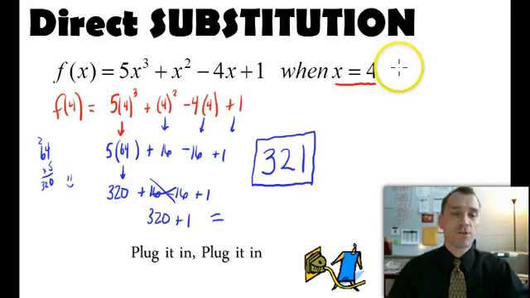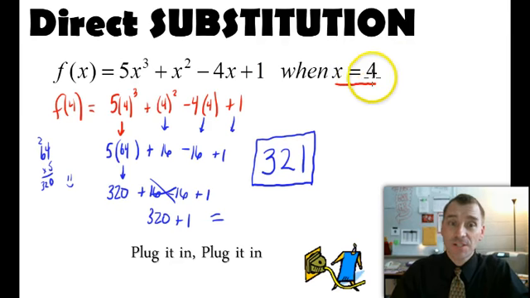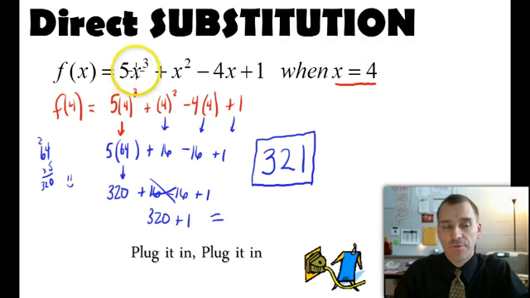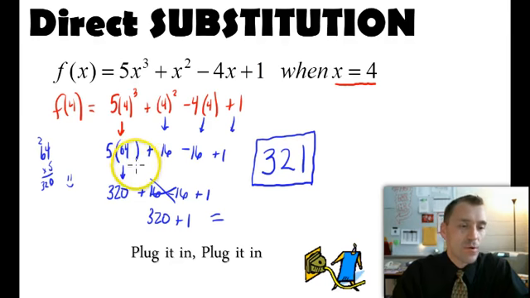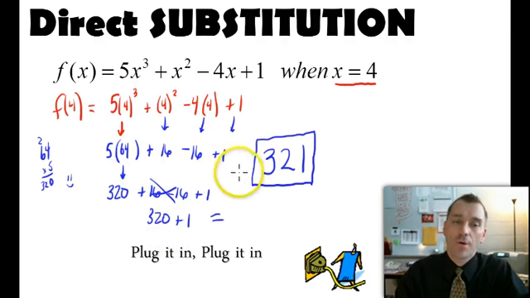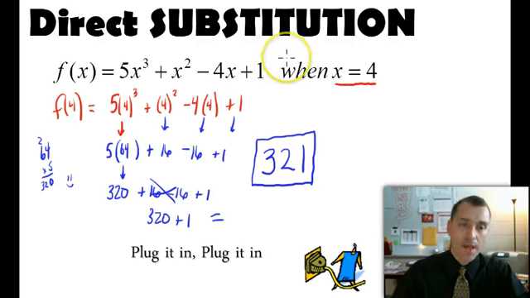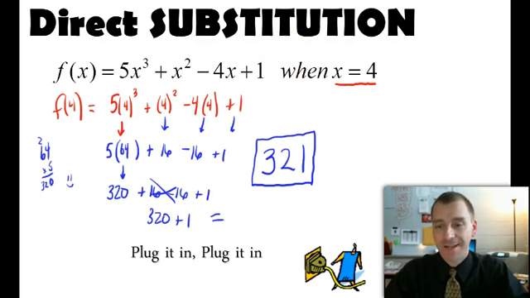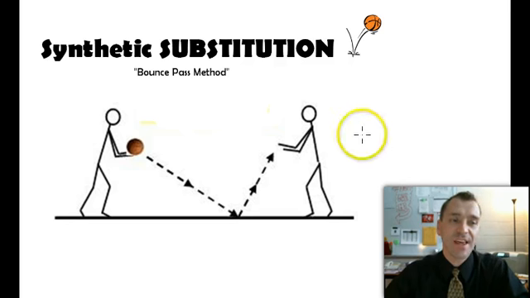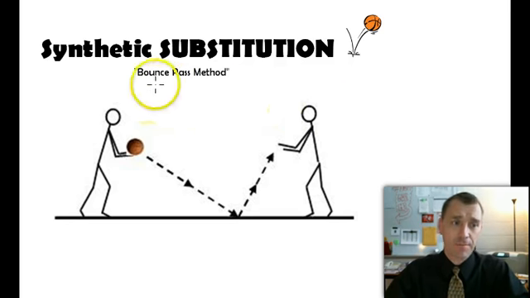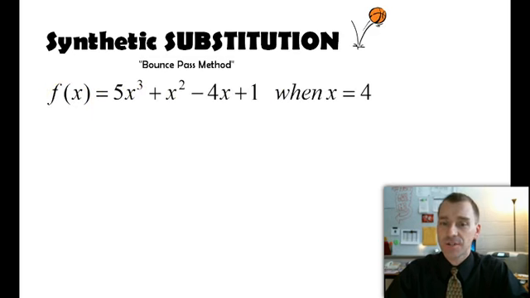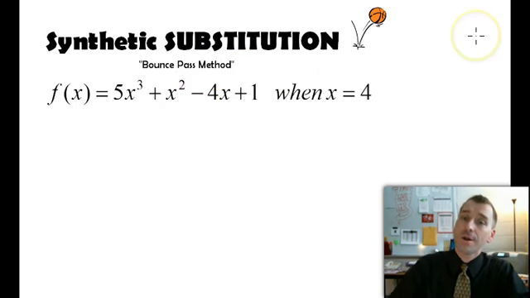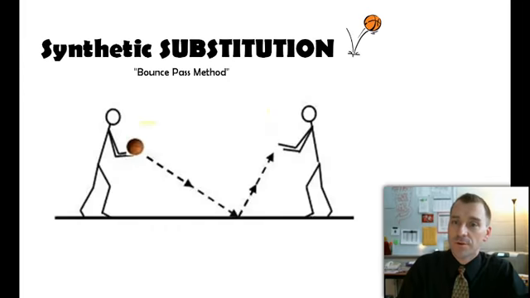So there you go. What you see is that when I directly substitute this 4 into this cubic function, I calculate everything out. That's beautiful. You get 321 as your output, your f of x value. So let me show you guys now a different method. It's called synthetic substitution, like I said at the beginning, the bounce pass method. And here is the scoop. Notice this example is exactly the same example I just showed you. So we already know that we're going to be getting an output of 321. I think that was right. Let me make sure I go back. Yep, 321.